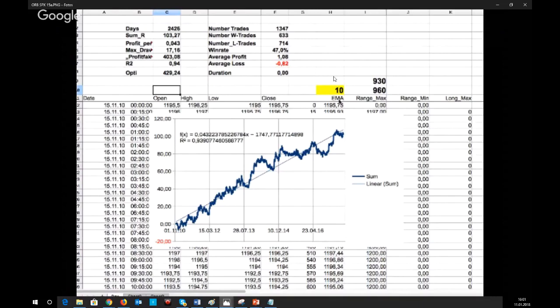And you can see that this is generating a positive result and is a trading strategy with a positive expected value. So yeah, that's it from my end.